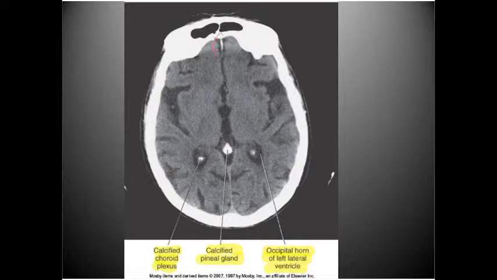Okay, this image we have the falx cerebri. Lateral fissures. The occipital horn. Third ventricle. Calcified choroid plexus and also calcified pineal gland.